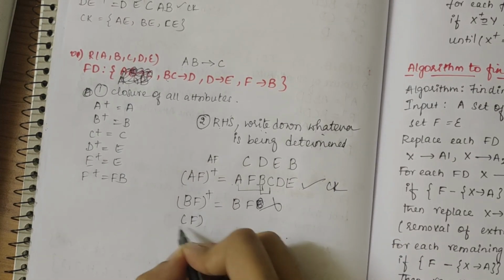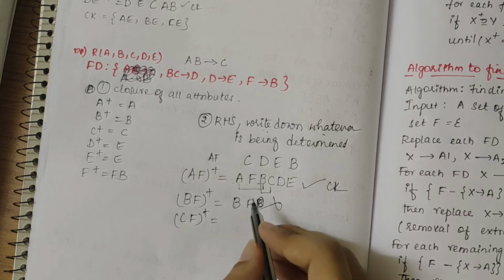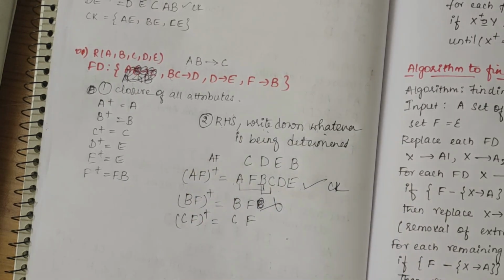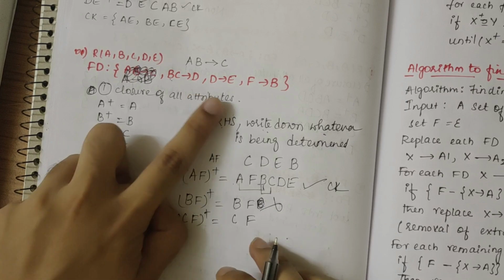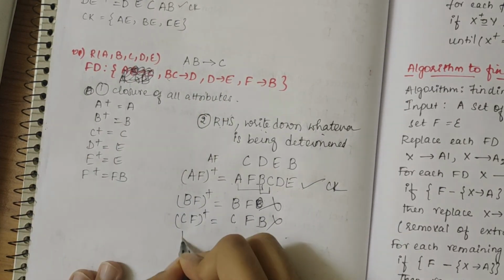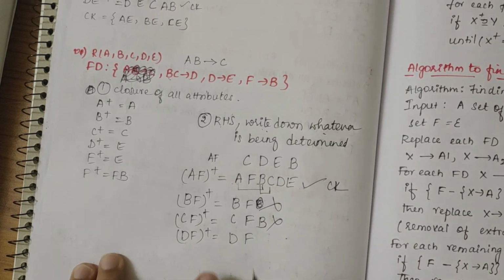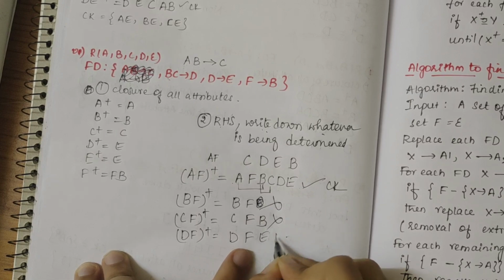Next I have CF, I'll take CF. So CF, if I write, does C determine anything? No. Does F determine anything? B. So I can't consider this also. Next I'll take DF closure. I'll write D and F. D determines anything? E. F determines anything? B.